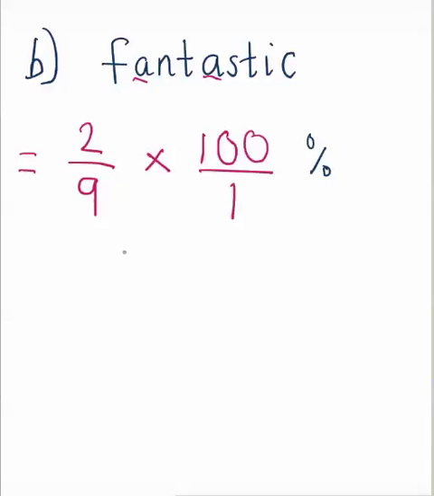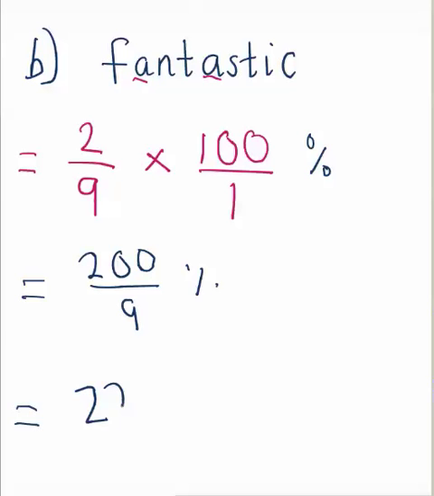Simplify before we multiply. Doesn't look like we can, so 2 times 100 is 200. 9 times 1 is 9, and it's a percentage. Now you can just use your calculator to help you with this. 9 into 200 can go 22 times, remainder 2 over 9, and it's a percentage.